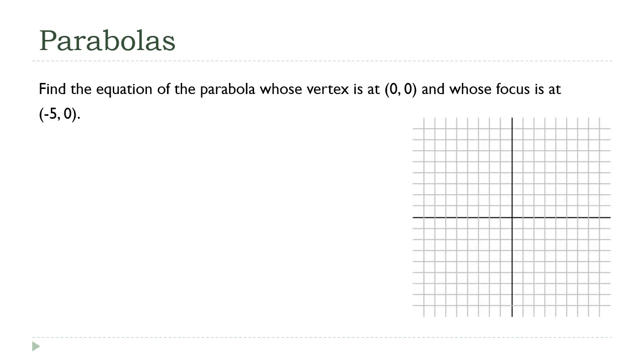All right, so going the other way now, right? Find the equation of the parabola whose vertex is at 0. So we're starting with this same setup, right? The vertex is here, and whose focus is at -5, comma 0. So I'm going to go -5, 1, 2, 3, 4, 5, comma 0. There's the vertex. There's the focal point.